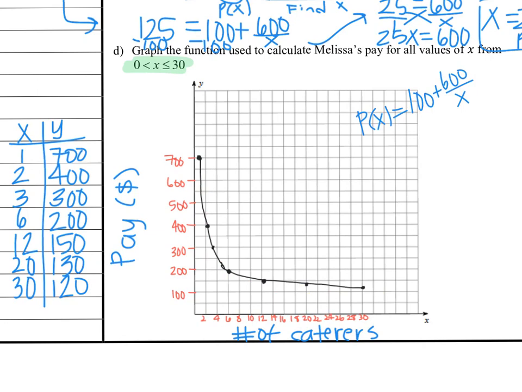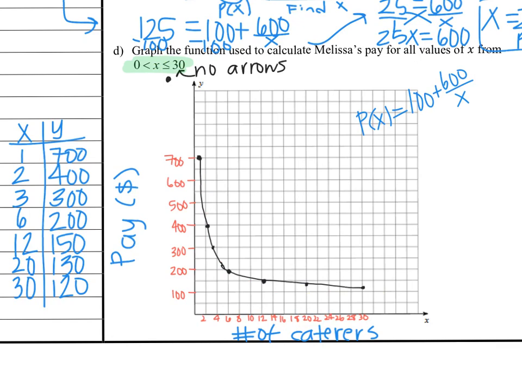On the right side, see how it's got a less than or equal to? That means that we need a closed circle at 30, and since it's a specific domain, we don't go past that. So no arrows on the right side.